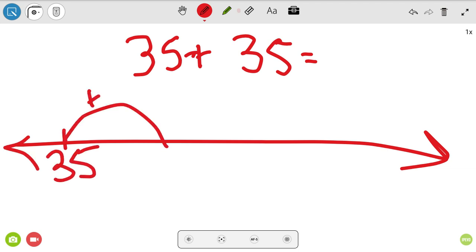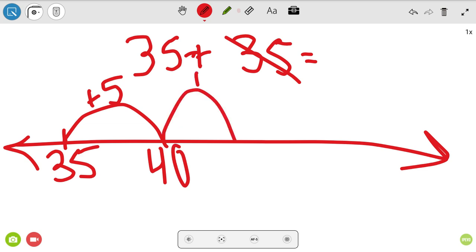I could jump all of my tens first, or I could just go ahead and get to my next 10, which is 5, and I already have 5 right there. So that would be 40, and then I would need to add my 3 tens, and that would be 70.